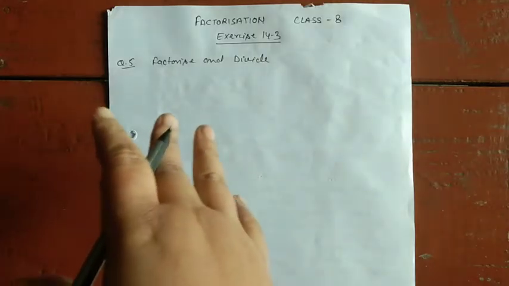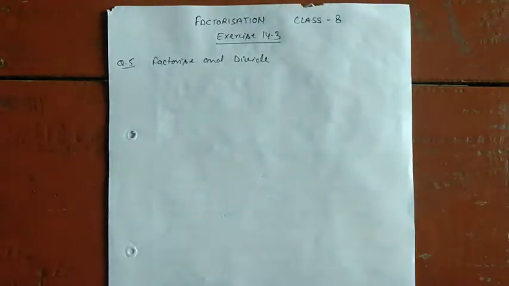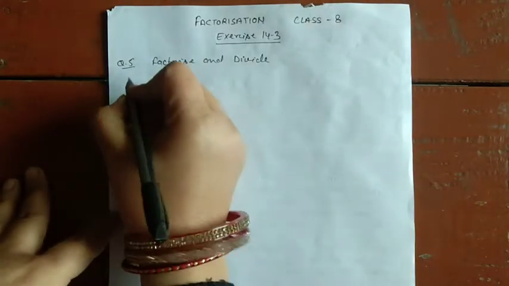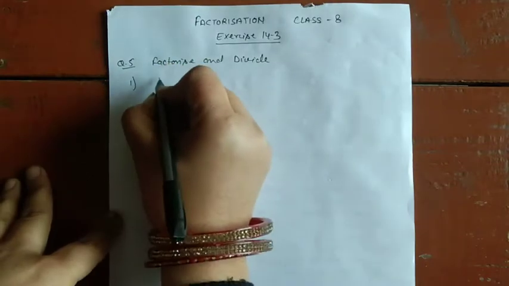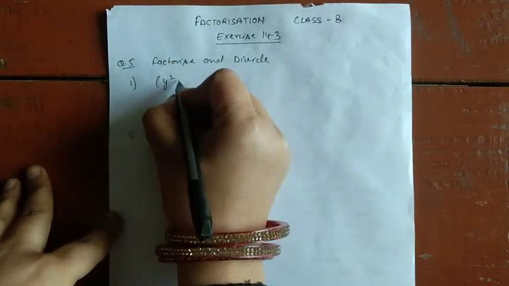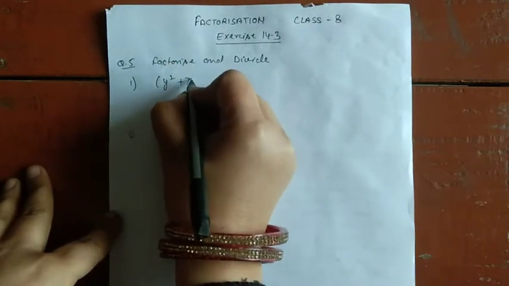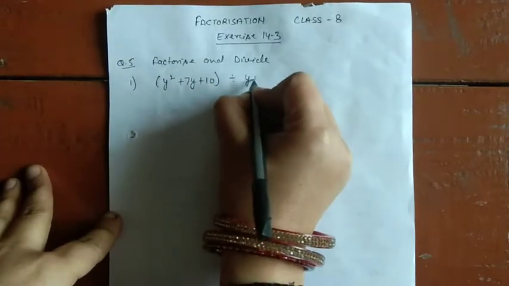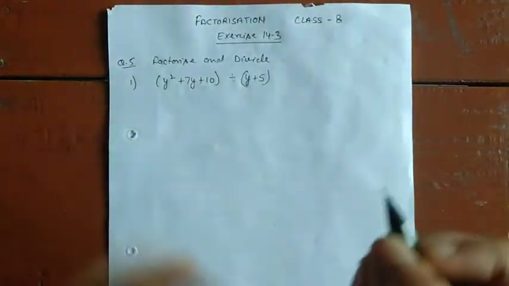Today we will discuss question number 5 of our exercise, that is exercise 14.3. So let us start with the first part. The first part of this question is we have to divide y square plus 7y plus 10 by y plus 5. So just have a look at the question.